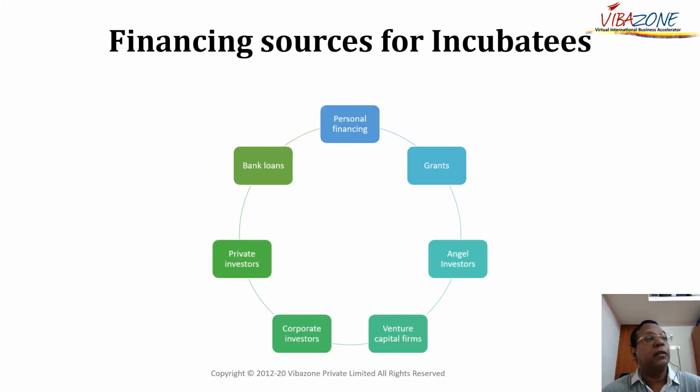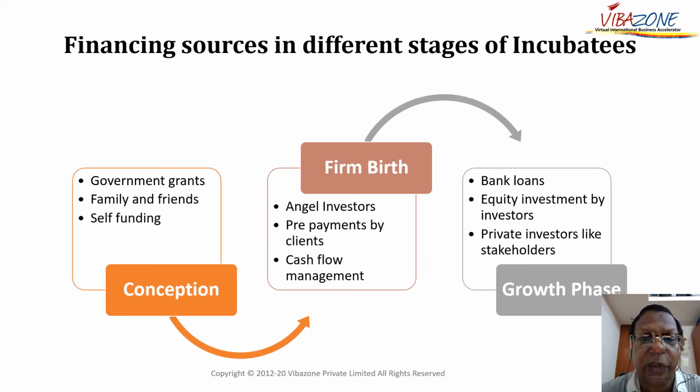First, you look at personal funding. Then you look at grants. Then you look at angels, people who would be willing to bet on your idea. Then you go to venture capital. Then you go to corporate investors. Finally, you go to private investors. And of course, you can always get a bank loan if you're profitable. So these are some of the ways to fund your business.